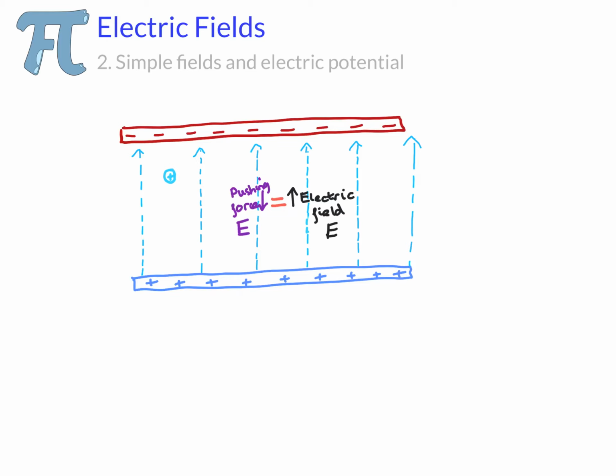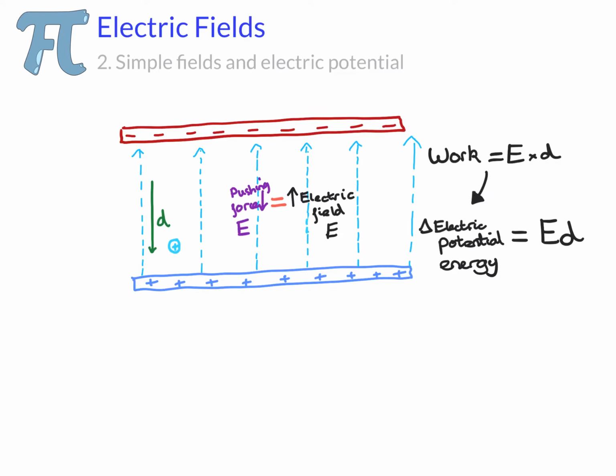And the work we have done if we push a charge a distance d is that pushing force times that distance d. So we've expended this energy to push this charge closer to the positive plate and hold it in a new position. But where's that energy gone? It's gone into increasing the electric potential energy of the unit charge. This is similar to the increase in the gravitational potential energy of a heavy bag when we carry it up some stairs.